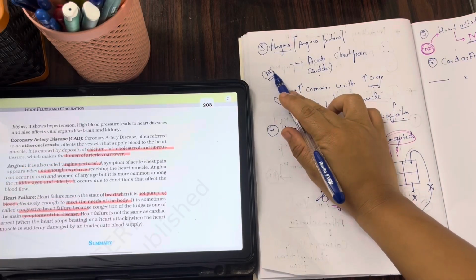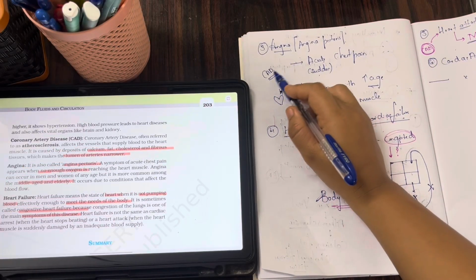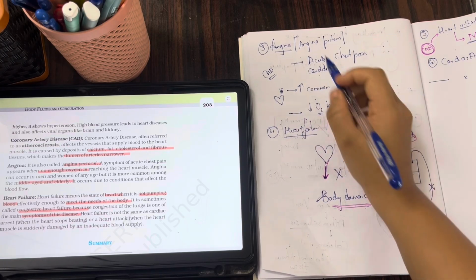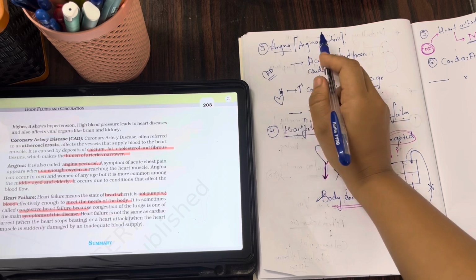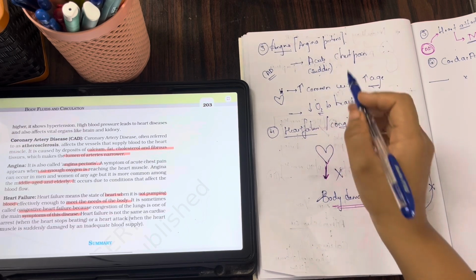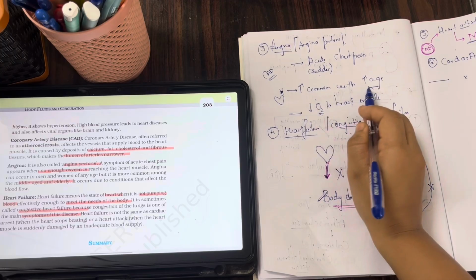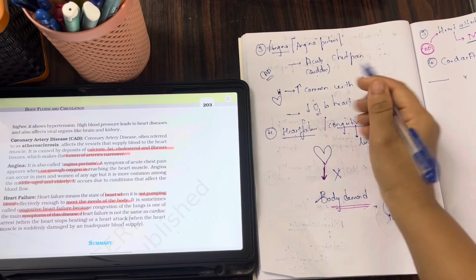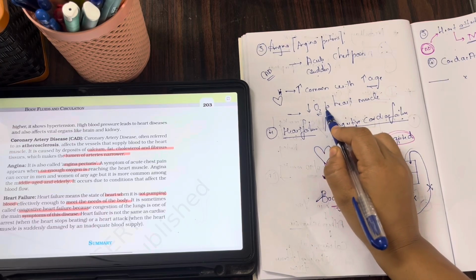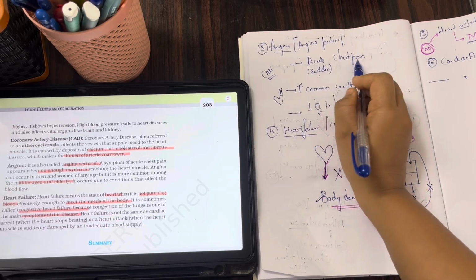Because of this CAD, or coronary artery disease, that is nothing but a block in the coronary vessel which supplies the heart, what will happen? There will be a condition called angina or angina pectoris. It is acute, meaning sudden chest pain in the heart, most commonly with increasing age, because there is a high chance of this block formation. Because of decreased oxygen to the heart muscle, there will be sudden chest pain.